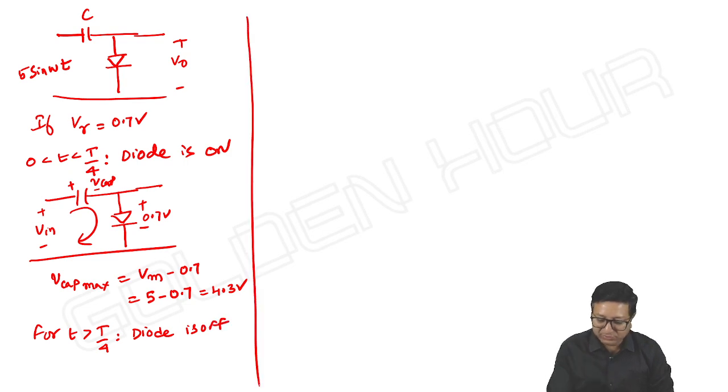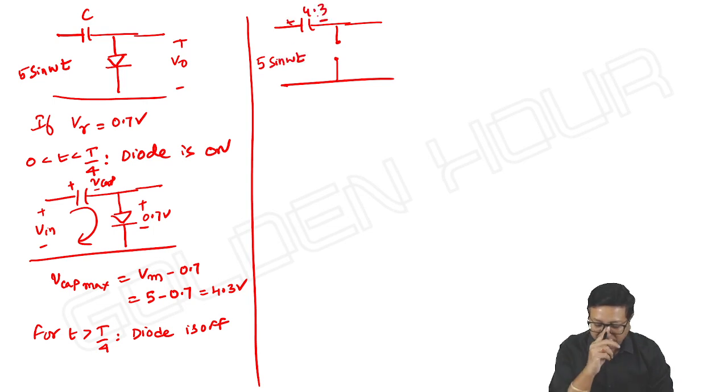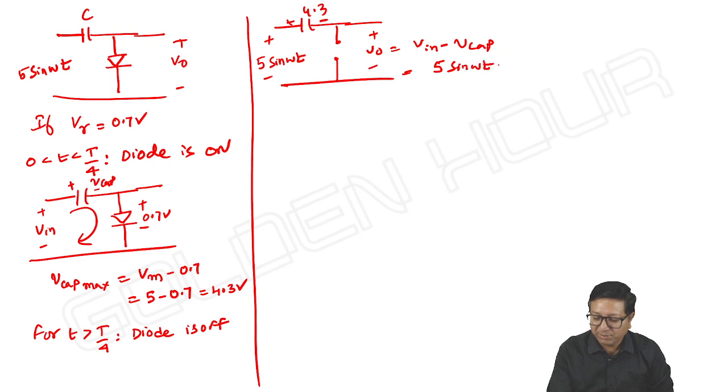And for t greater than T by 4, we know the diode is off. Once the diode is off, the diode acts as an open circuit. V input is like 5 sin omega t, and the capacitor voltage is 4.3. And what about V output? V output is equal to V in minus V capacitor. It is equal to 5 sin omega t minus 4.3 volts.